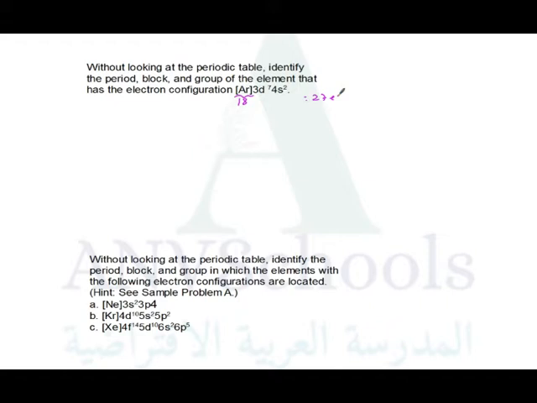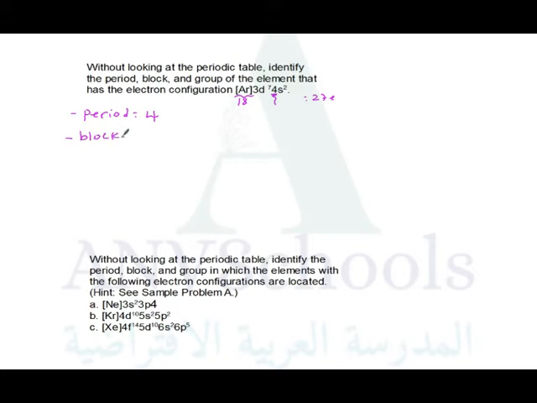So without looking at the periodic table, identify the period and block. The first one is locating the period. As we have seen, if an element is in the s block or p block, you just see the outermost shell. In any configuration, the outermost shell's principal quantum number tells you the period. Since the outermost principal number is 4, it is period 4.